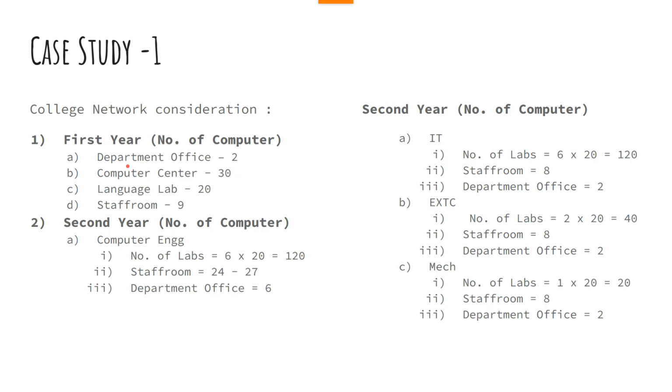If somebody says my computer center is going to have 20 PCs, fine, but generally you don't have a batch size less than 20. So the minimum number of computers in a lab will essentially be 20.